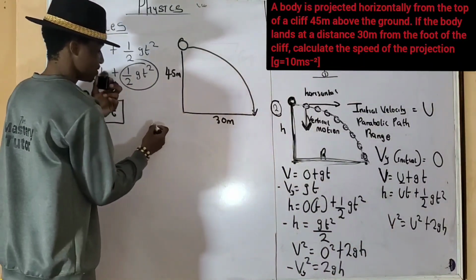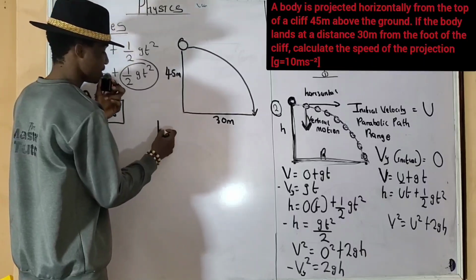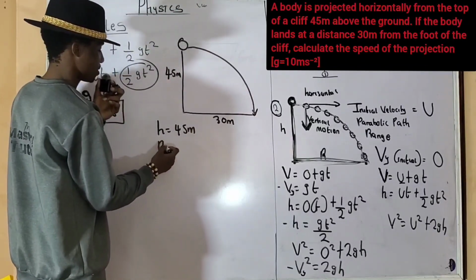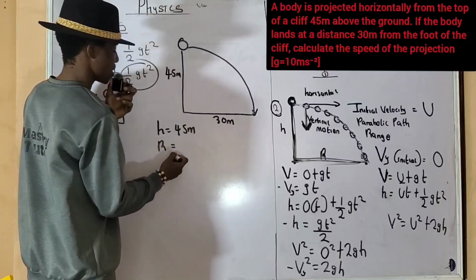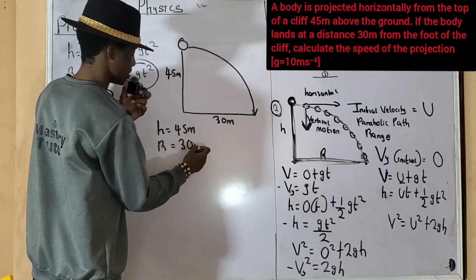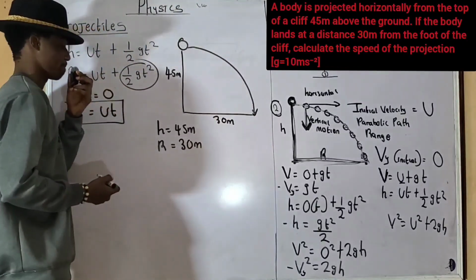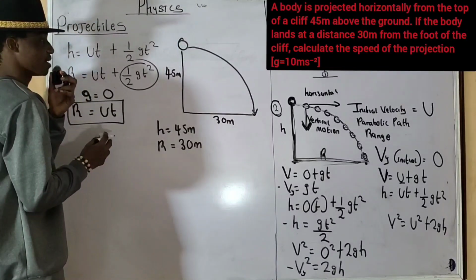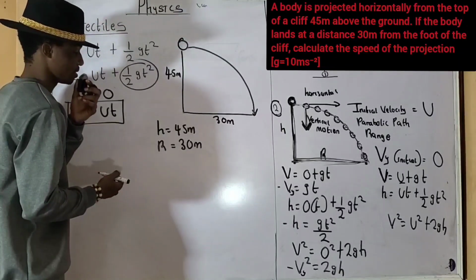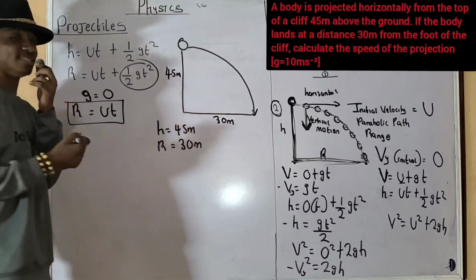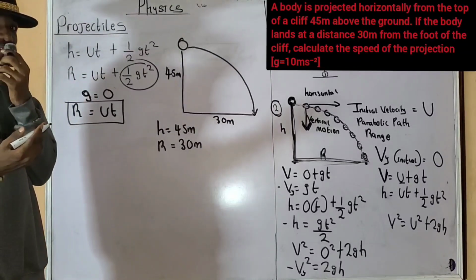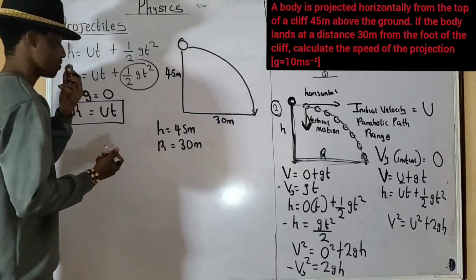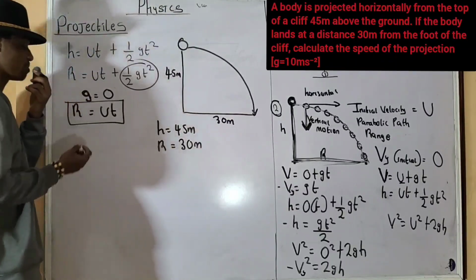You are given h. First, list out your parameters. You are given h as 45 meters, and the range is equal to 30 meters. If you want to calculate the speed, the speed is the velocity. Are you getting it? The speed that you're asked to calculate is the velocity. Now, if you want to calculate the velocity, you can make use of this formula.